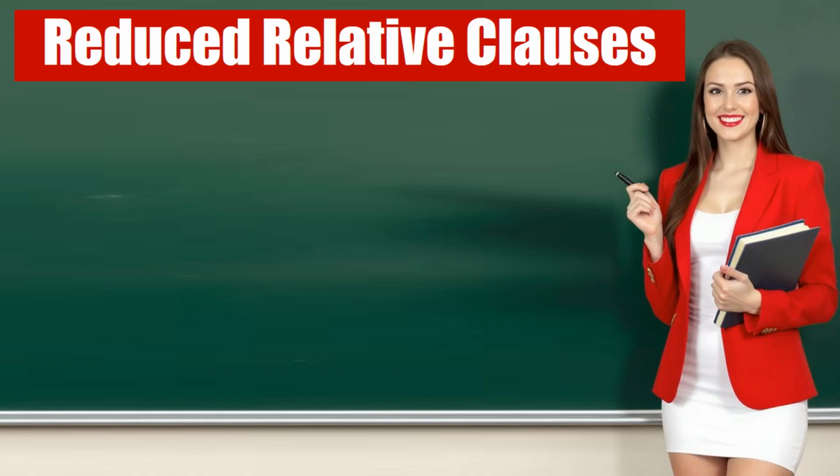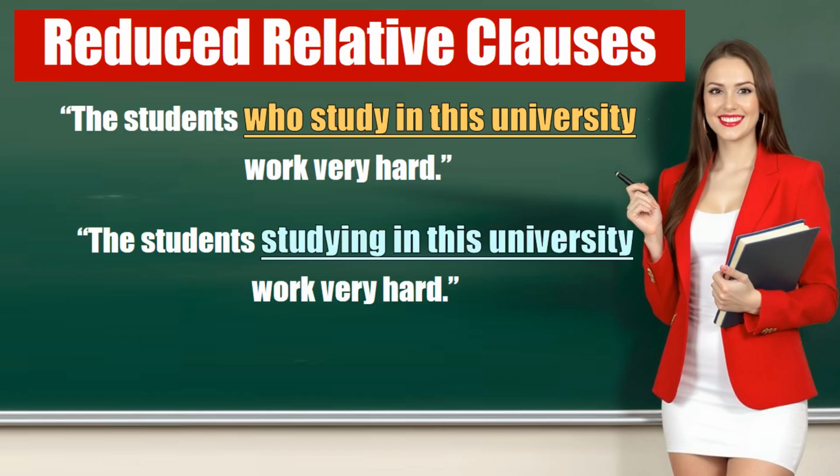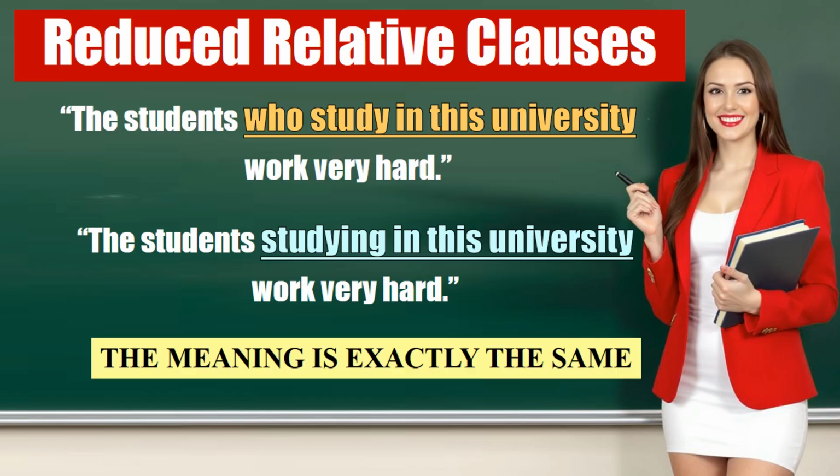Listen carefully to these two sentences. The students who study in this university work very hard. Now listen to this one. The students studying in this university work very hard. Did you notice something? The second sentence is shorter, but the meaning is exactly the same.